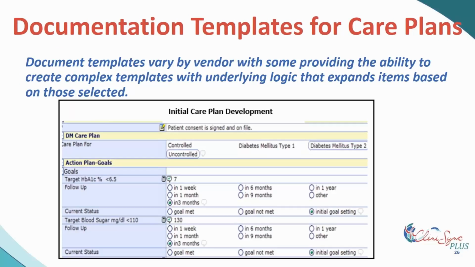Now, template functionality is going to vary widely by vendor. Some vendors, it's very simple. Some you can get these exploding logic. So if you answer yes or no for a question, maybe it'll present another section that normally is not presented. This is an example. I think this example was built, I want to say, in Allscripts Pro. And you can see that it looks very simple.